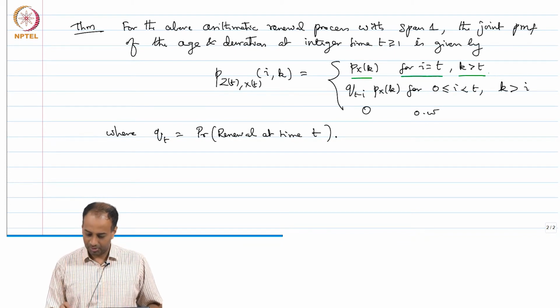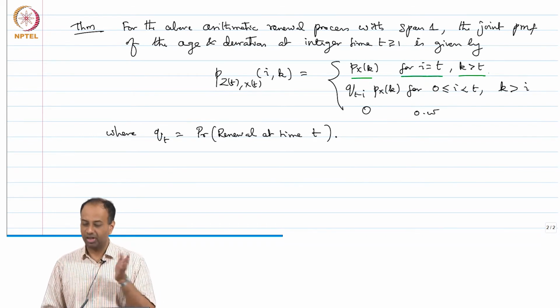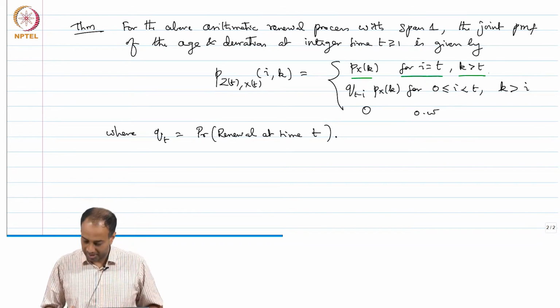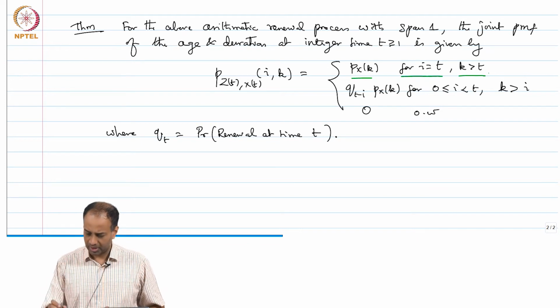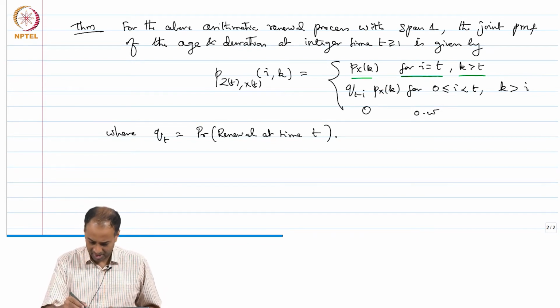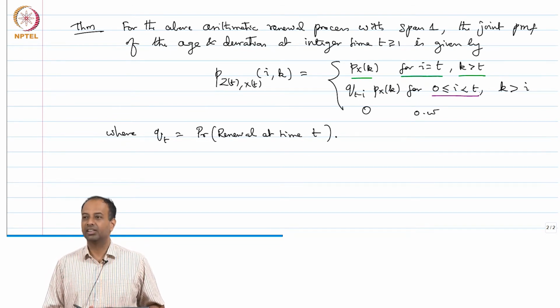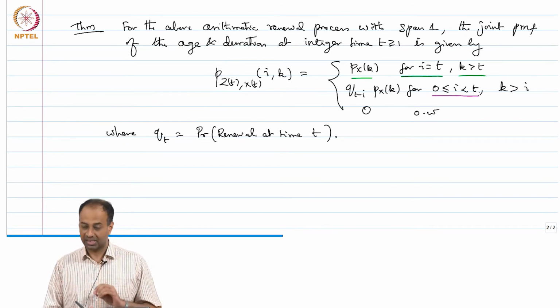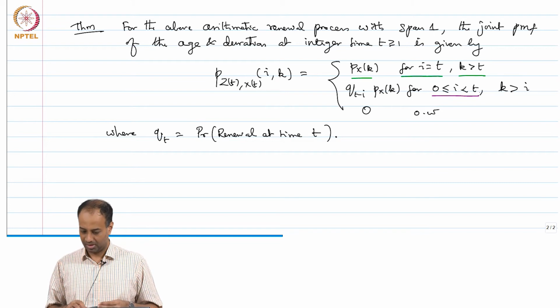The second part involving q_{t-i} P_X(k) corresponds to there already being some renewals, all right. So, you are looking at this part now, 0 less than or equal to i less than t. Now the age is strictly less than t, which means that there has been at least one renewal. Clear.